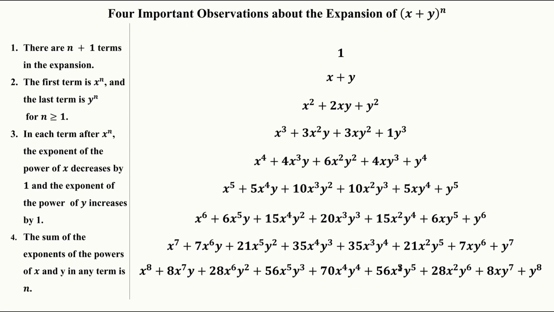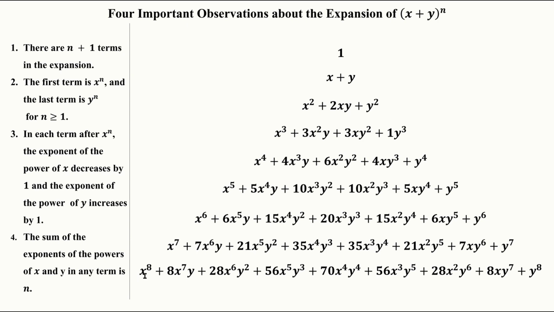4 and 4, 8. 3 and 5, 8, etc. All the way to the end, right? Notice that all the things we have said can be reviewed here quickly. It's the expansion of x plus y to the 8, but there are 1, 2, 3, 4, 5, 6, 7, 8, 9 terms, one more term than n, here being 8. The first term is x to the n, which is x to the 8. The last term is y to the 8.